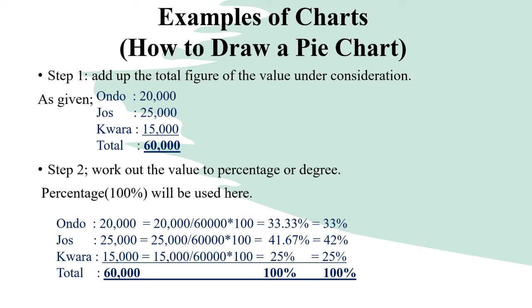Always remember that your final answer, if you are using percentage, should be in percent. If you are using degrees, the final answer should be in degrees. We have Kwara also, 15,000 divided by the total number, which is 60,000, times 100. So we have 25% as our outcome. So at the end of your calculation, whatever your outcome, that is 33, 41, 25, should equal 100 percent. If it is in degrees, it should equal 360 degrees.